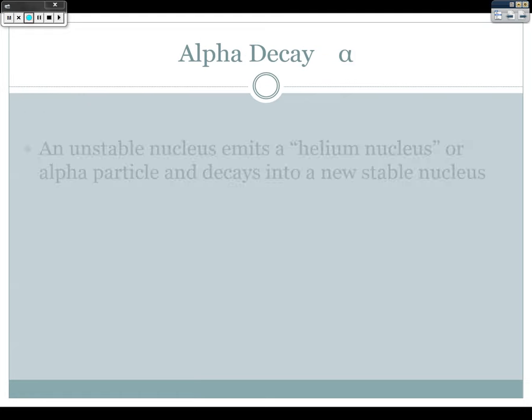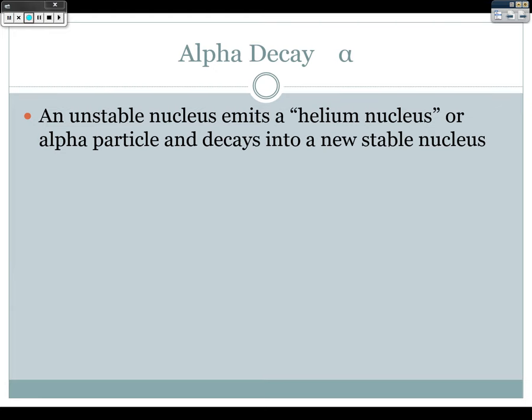So alpha decay, it's when an unstable nucleus emits a helium nucleus or an alpha particle and decays into a new stable nucleus. So for example, platinum-175 will alpha decay and become osmium-171 and emit that helium nucleus. Now you'll notice here the key thing with these is that our numbers need to stay the same, because while we are altering the type of atom that we're talking about, we can't create or destroy matter. So the number of protons and neutrons still has to be the same.